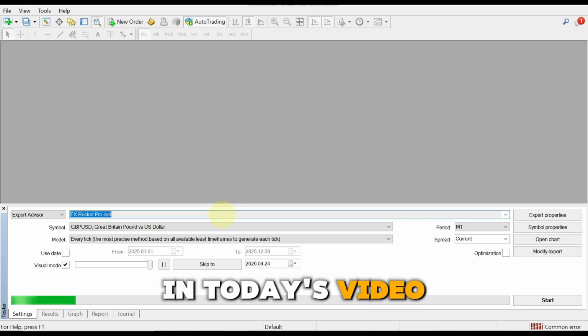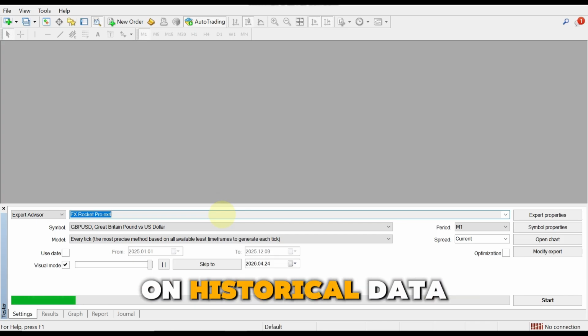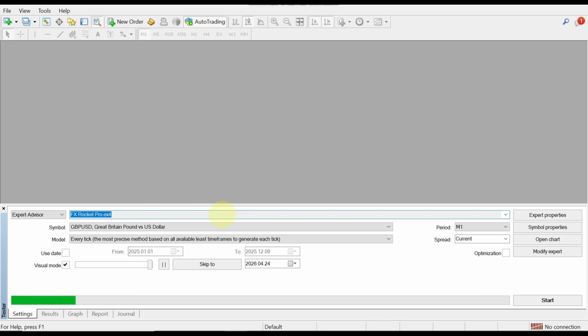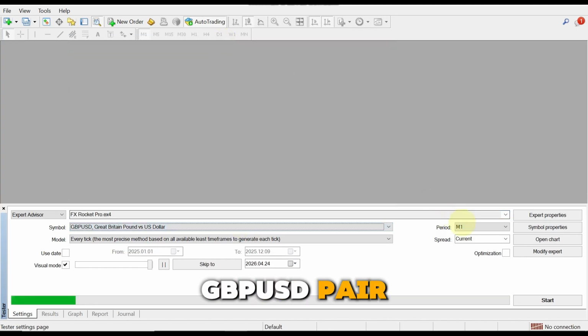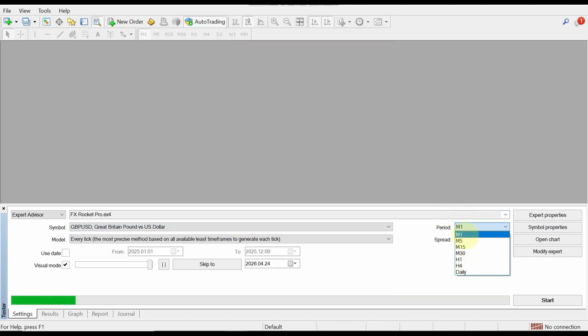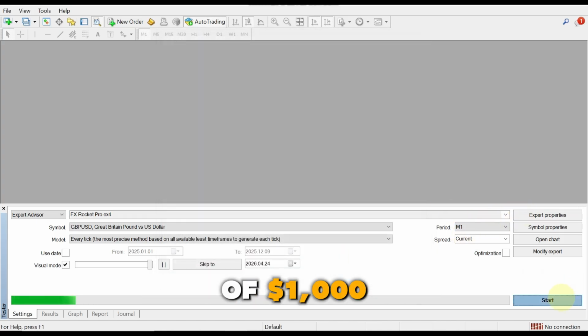In today's video, we're taking a closer look at how the FXRocket performed when tested on historical data. For this backtest, we use the GBP/USD pair on the M1 timeframe. We began with a starting deposit of $1,000.